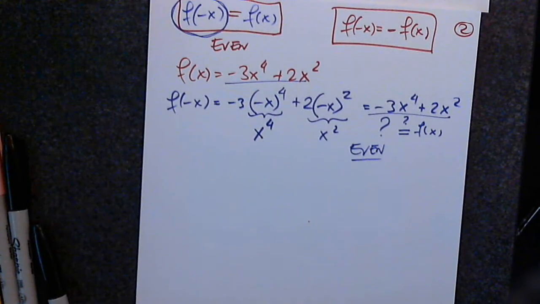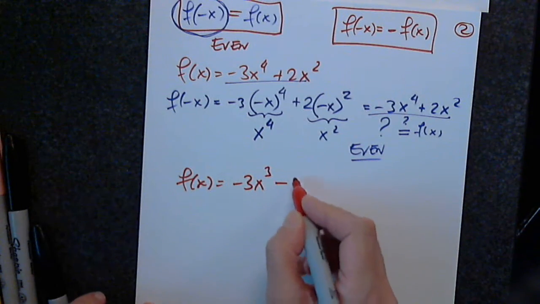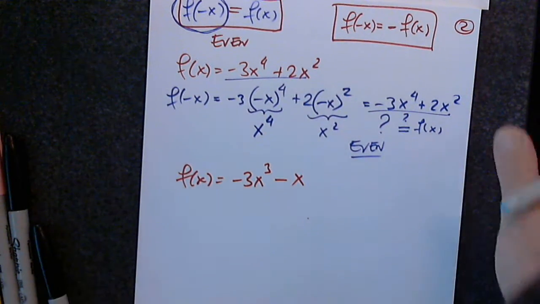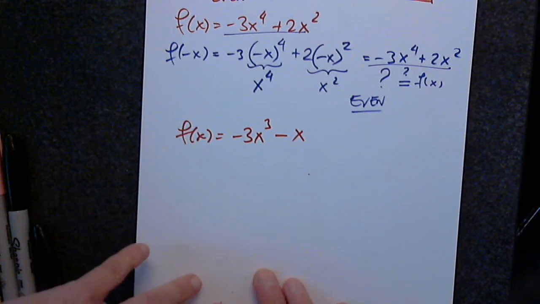Okay, so let's look at an example. Let's say f of x equals negative 3x cubed minus x. Here is the same question. Is this function symmetric?